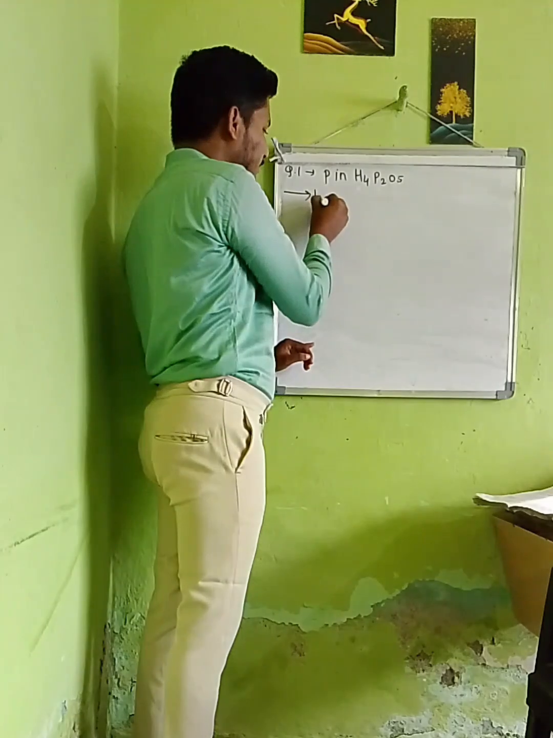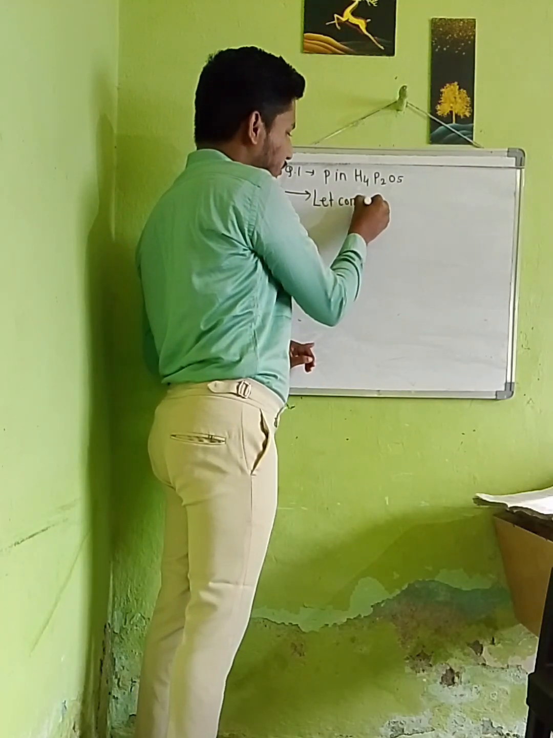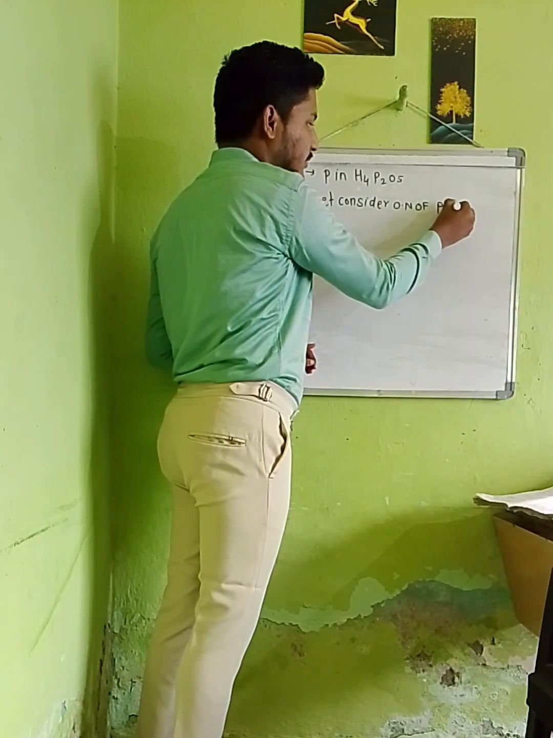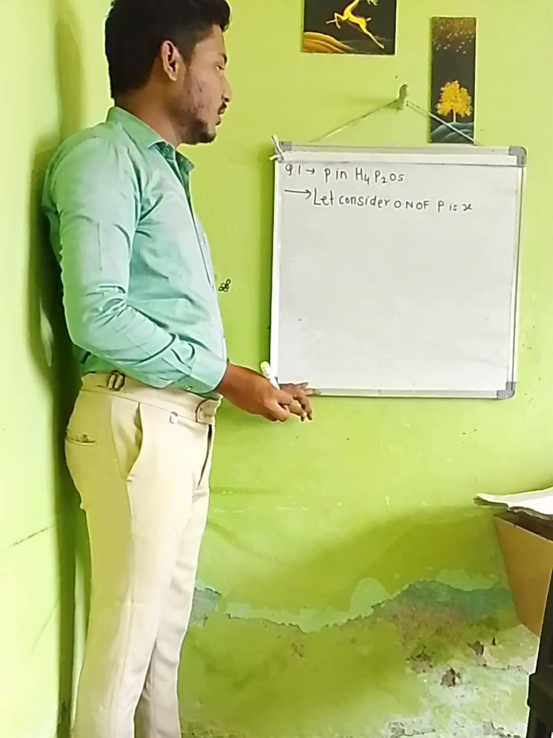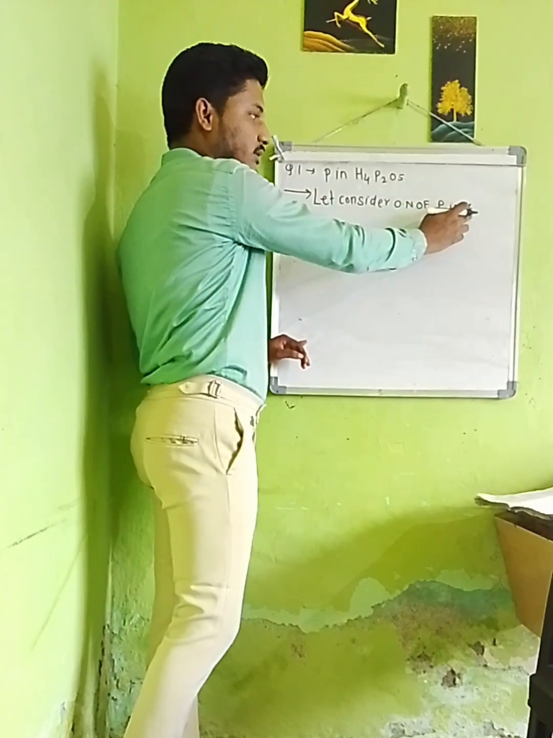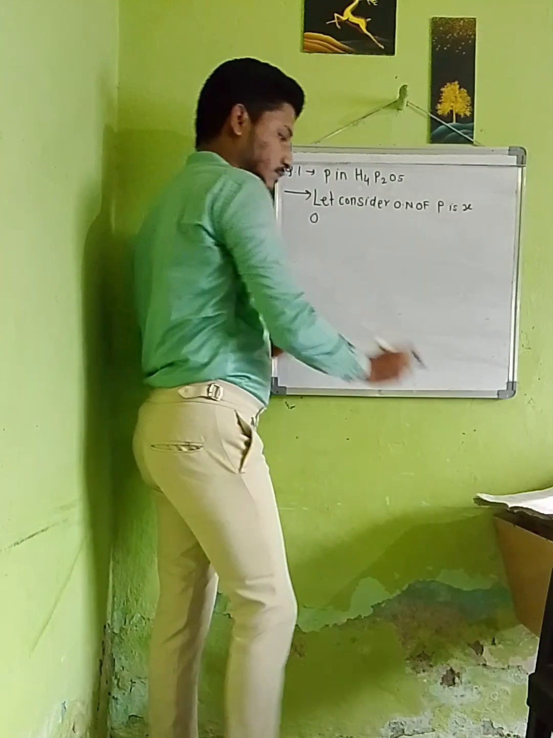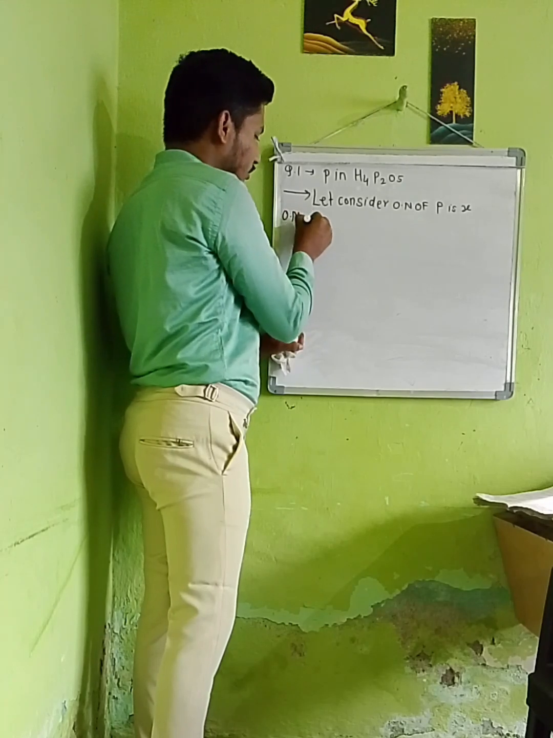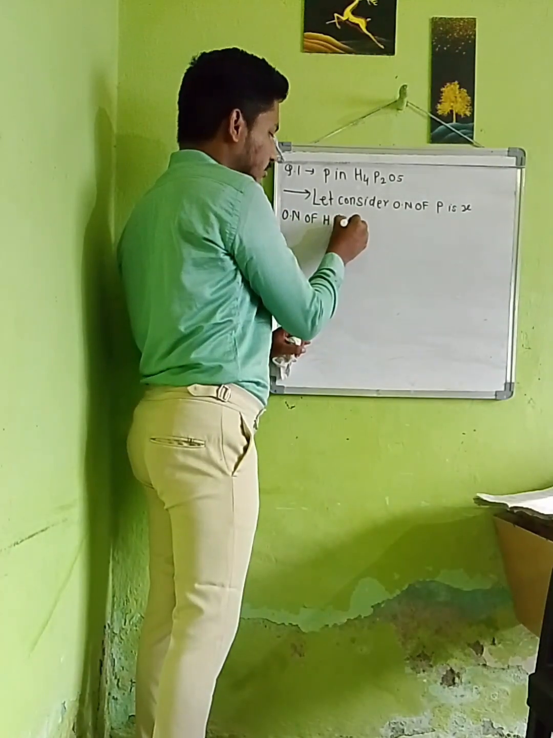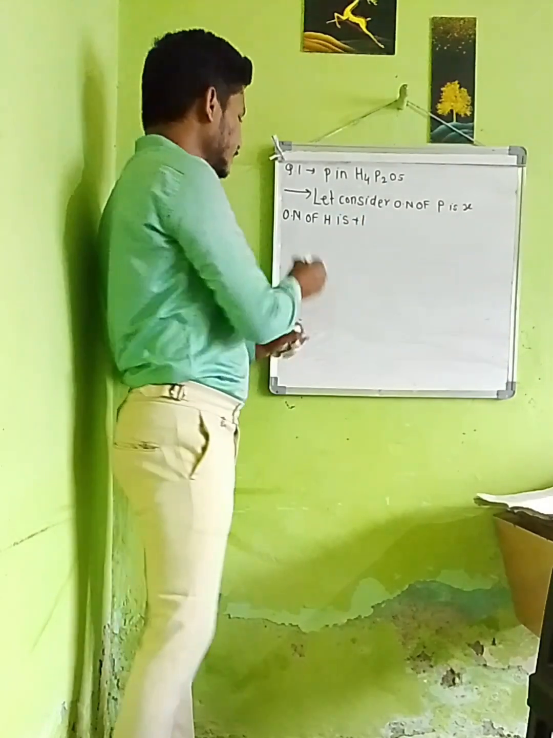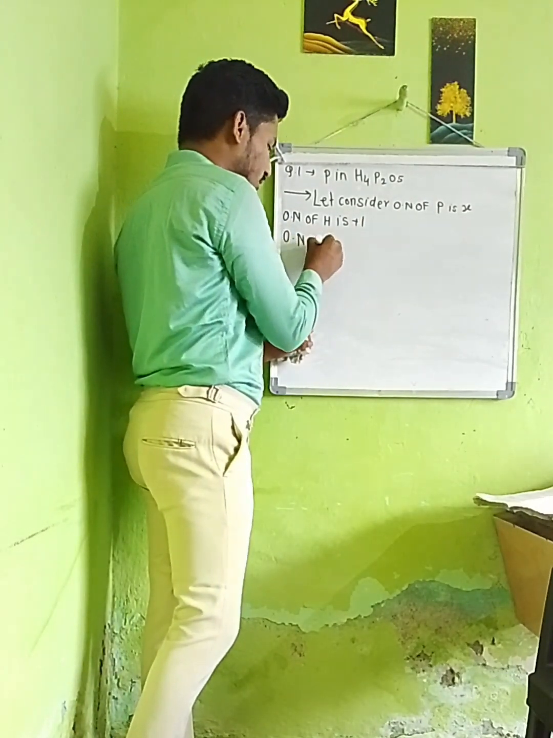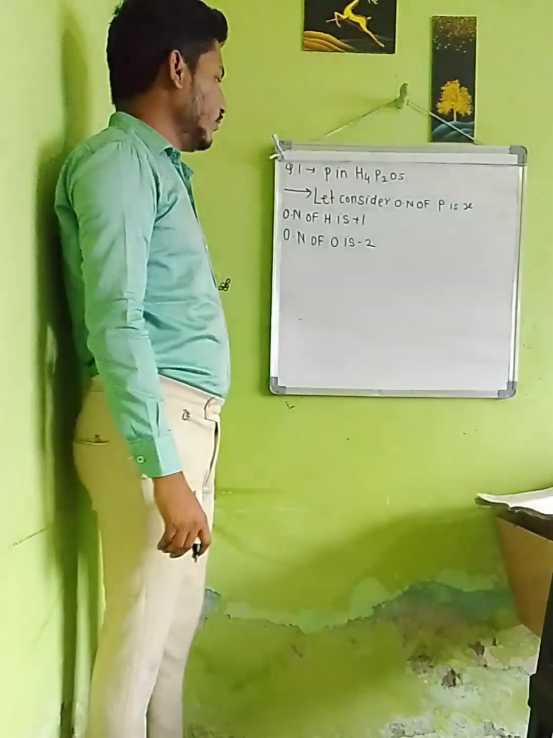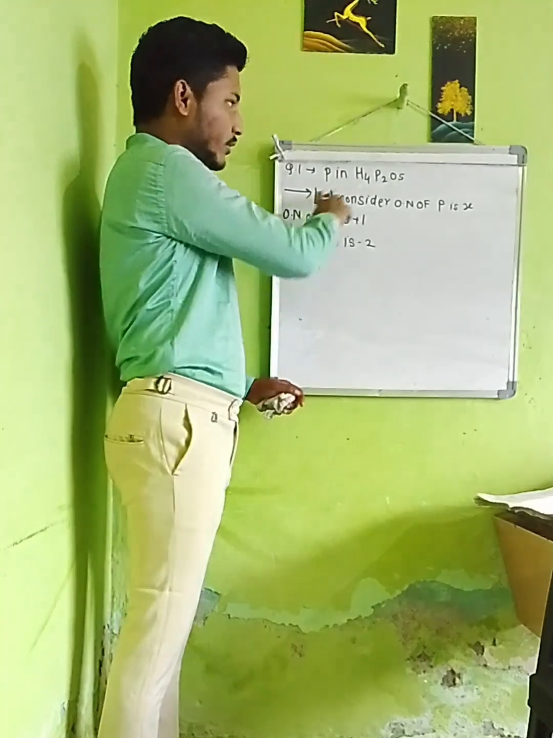So let's consider the oxidation number of phosphorus is X, because we have to calculate the oxidation number of phosphorus. That's why we consider it is X. Oxidation number of hydrogen is +1 according to a rule, and the oxidation number of oxygen is -2 according to rule. So we get the values. Put these values into this equation.